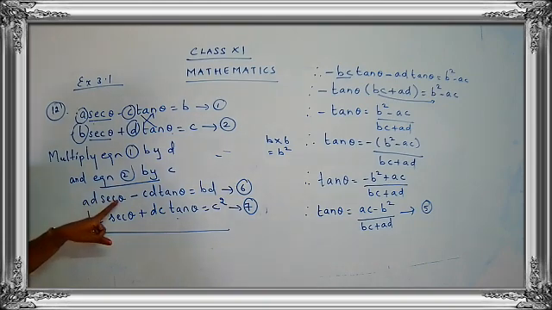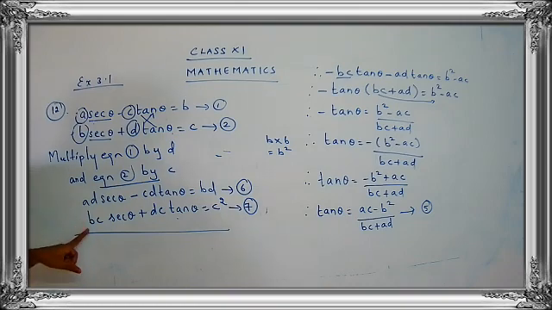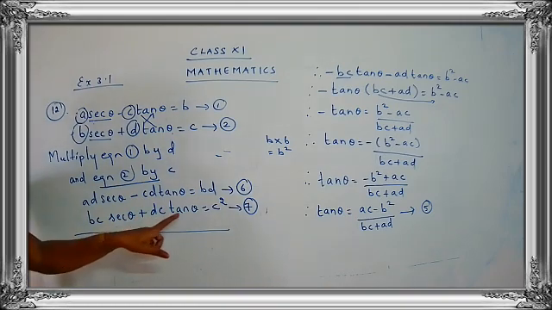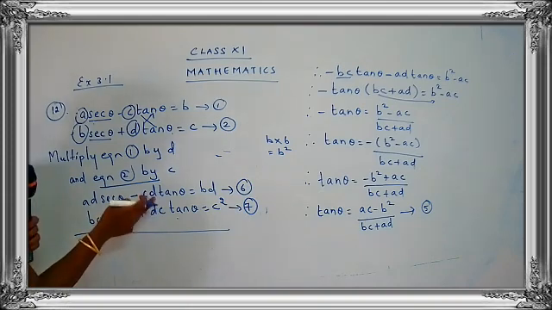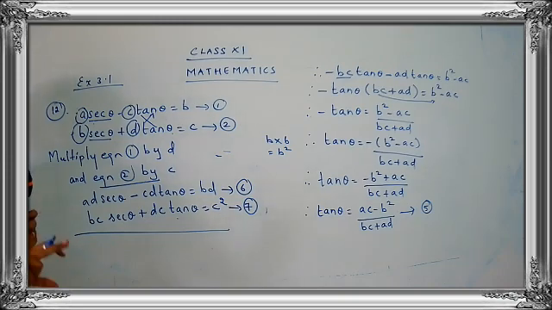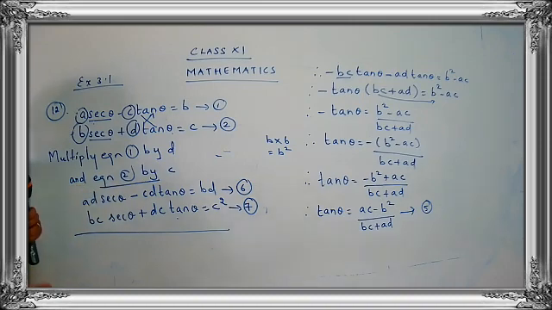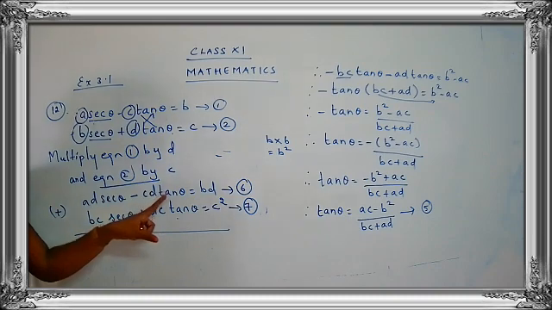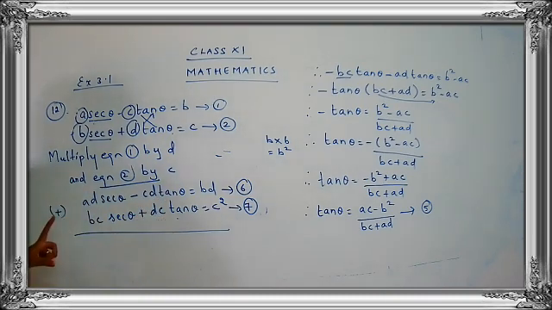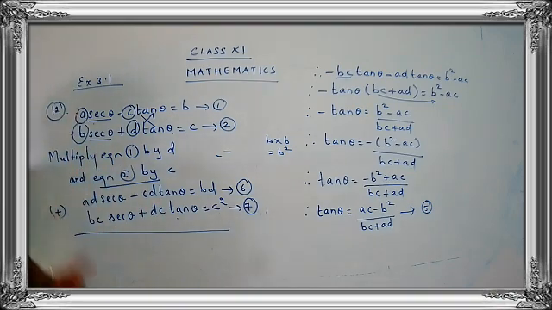This is AD sec theta minus CD tan theta is equal to BD. That is the sixth equation. And BC sec theta plus DC tan theta is equal to C square. Now here, just see this term. They are the same term. This is CD tan theta and this is DC. I have told you that CD and DC are one and the same. Now they are the same terms with different sign. So what are you going to do? You have to do addition. When you have the same term with different sign, you have to do addition. When the signs are the same, you have to do the subtraction. Getting my point? Okay.